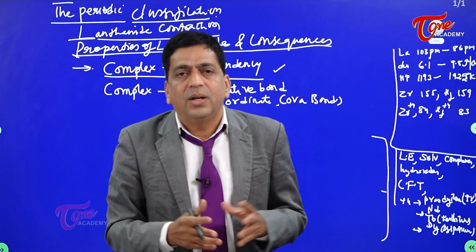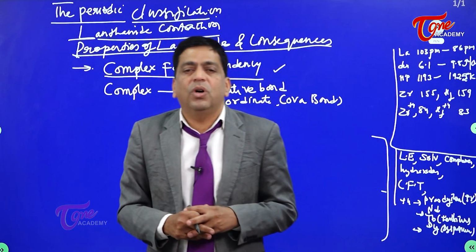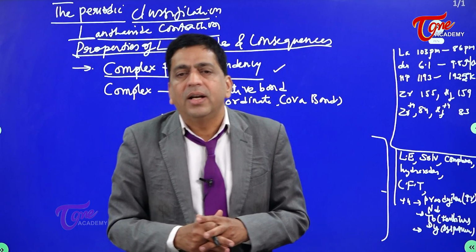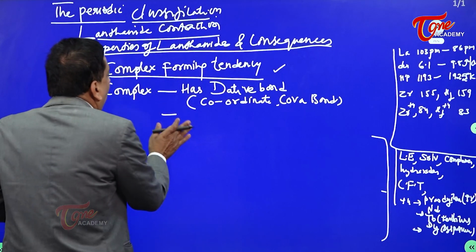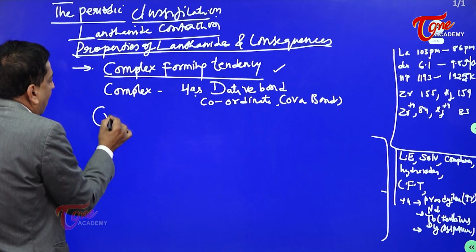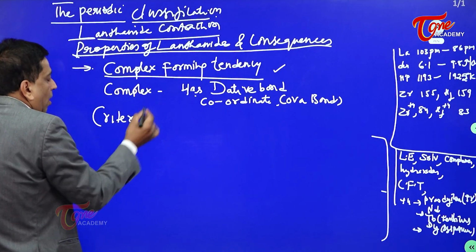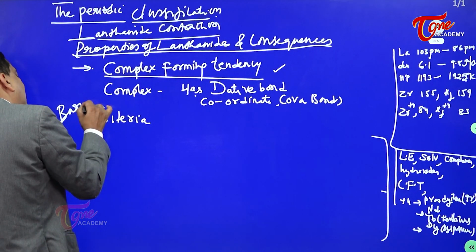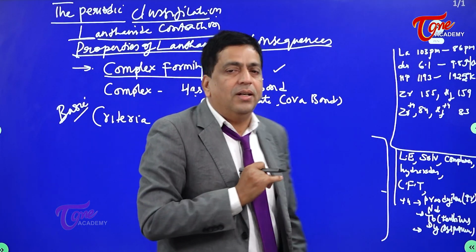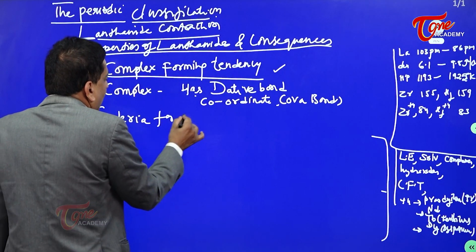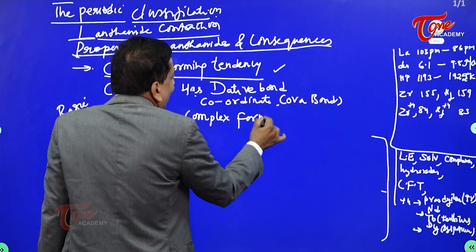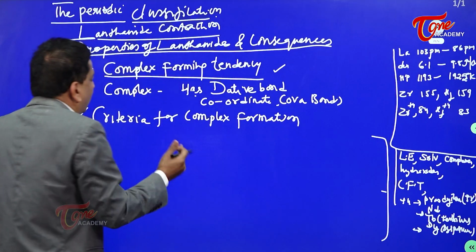And the donors are basically what? Lewis bases, and the acceptors are nothing but what? The Lewis acids. And then the coordinate covalent bond is established, right? If this is the philosophy of a dative bond, then I think we must be writing the criteria. Not all criteria, I would like to write the basic criteria for complex formation.